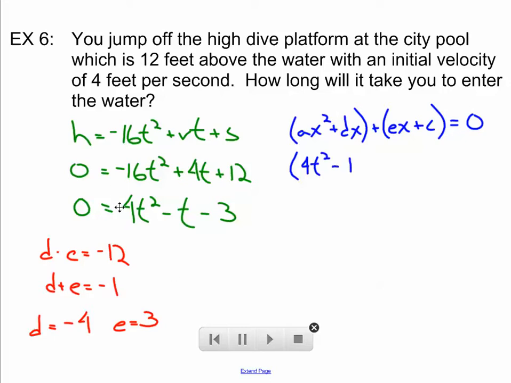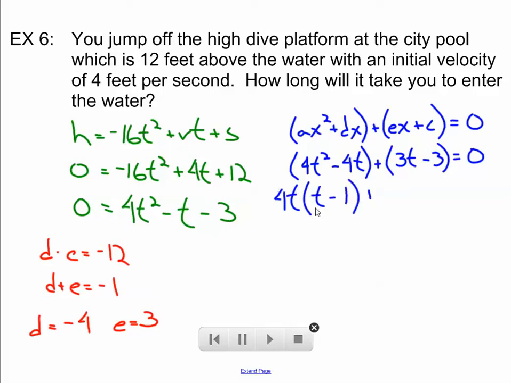There's our a value, 4. Our d value is negative 4. Our e value is 3. And our c value is right here, negative 3. We can take a 4 out of this, 4t actually. Take a 3 out of this. So in factored form, we get t minus 1 and 4t plus 3.